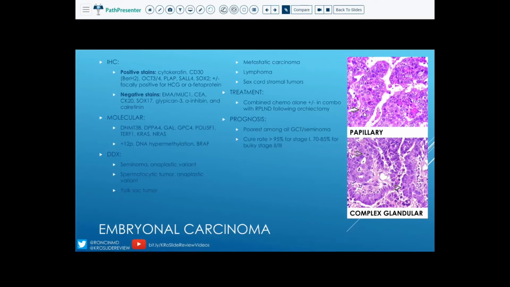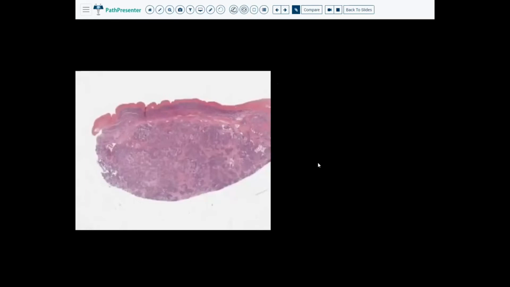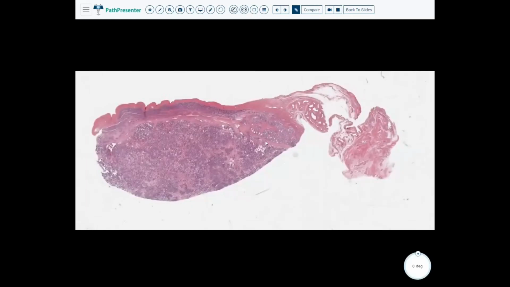Here, just showing you some more of the patterns. Your papillary type pattern again, your complex glandular pattern, and the arrows here are pointing at mitotic figures. Here, it looks like it's pointing at an apoptotic body. Looking at this case, we can see that we have all this blue. This looks like normal soft tissue over here. There are maybe some vessels. So let's just go in.